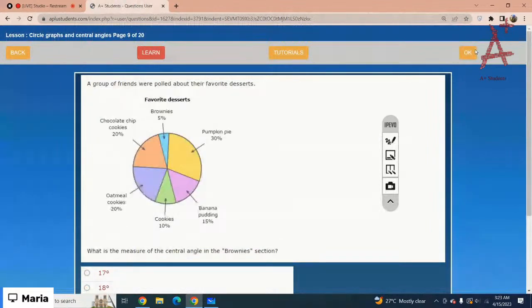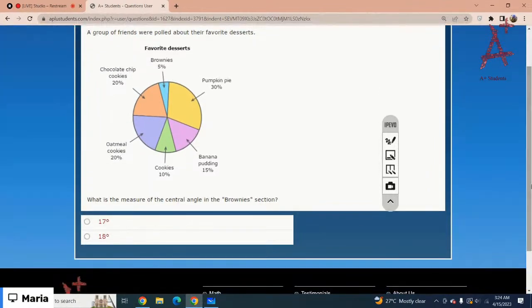A group of friends were polled about their favorite desserts. What is the measure of the central angle in the brownies section? So which is the correct option? Yes, you just have to calculate 5%, so it would be 118 degrees. Got it?